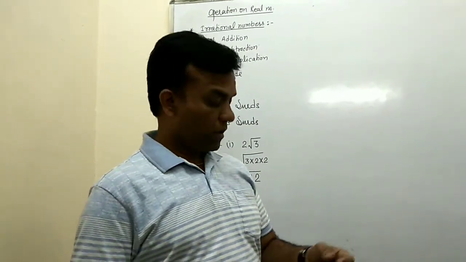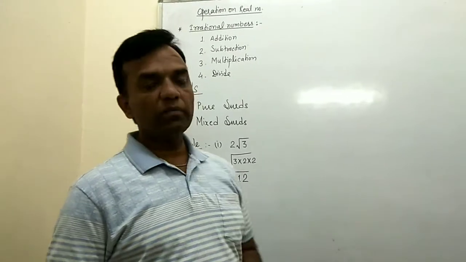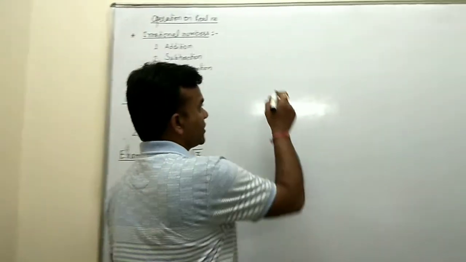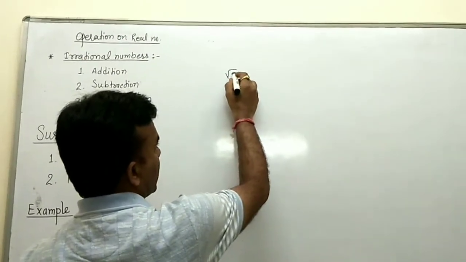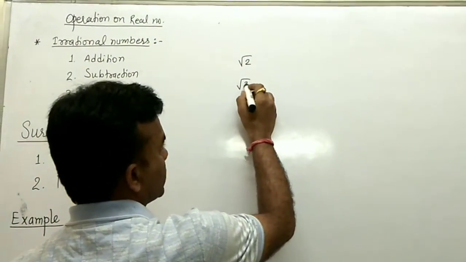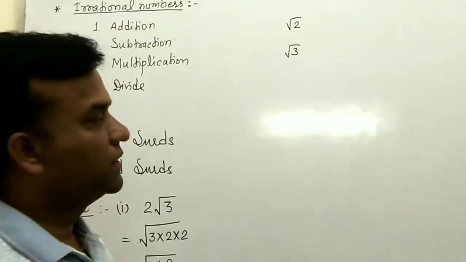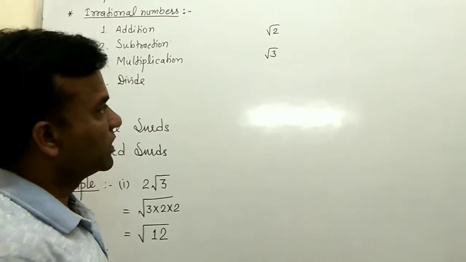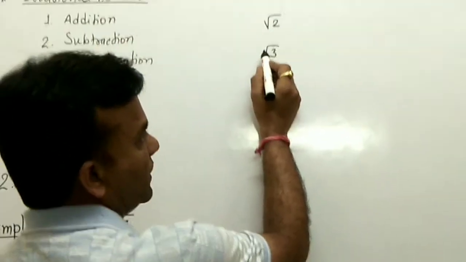And now here we introduce what we mean by irrational numbers, like the root terms you see, root 2 and root 3. These numbers you write under the square root. So what do you mean by the root? If no number is written here, that is a square root.